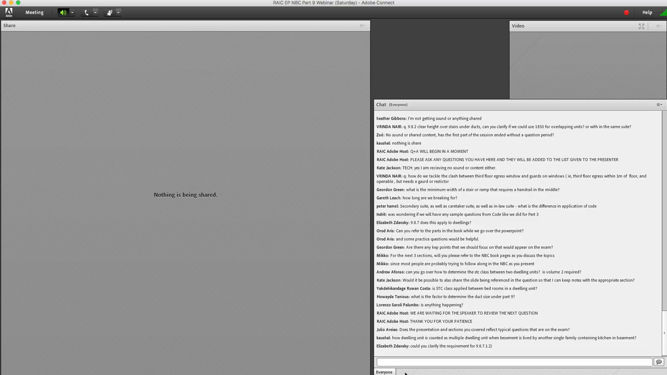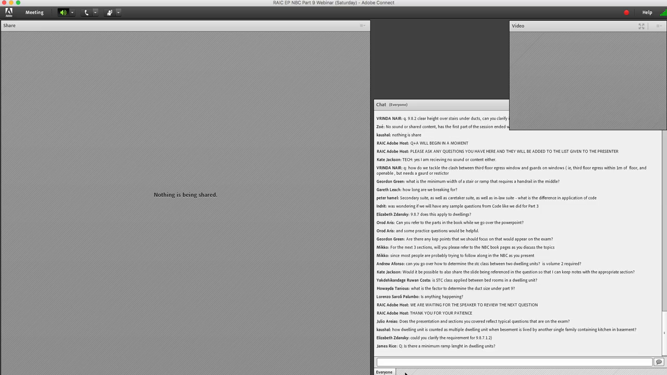There was a specific question on the clear height over stairs. Well, it actually wasn't a question, it was just a comment. That is related to NBC Article 9.8.2.2. And again, that requires a clear height over stairs of not less than 2050 millimeters, except where it's in a single dwelling unit or a house with a secondary suite, in which case it must be 1950.